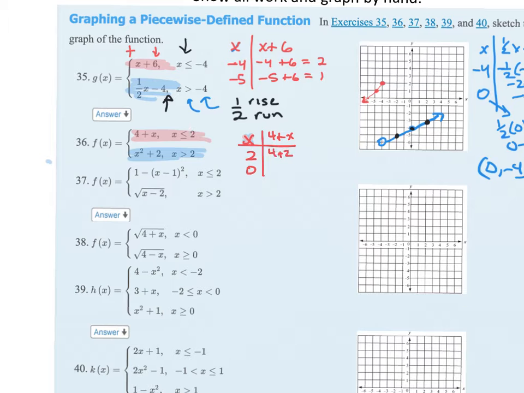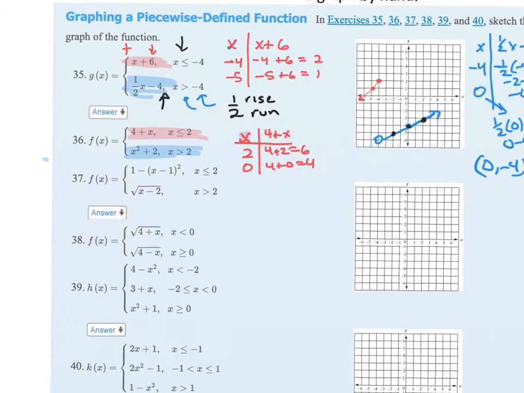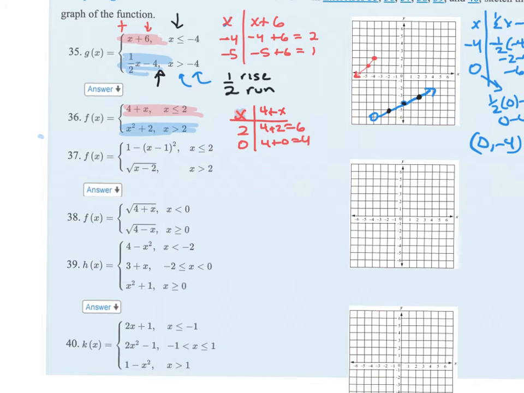So 4 plus 2, and that gives me 6. 4 plus 0, and I get 4. So I would graph these two ordered pairs. I could also graph it the same way using my y equals mx plus b, and then I could just erase what I don't need. So let's get those 2 points on my graph here: 2 and positive 6 right here, and then 0 and 4 right here.